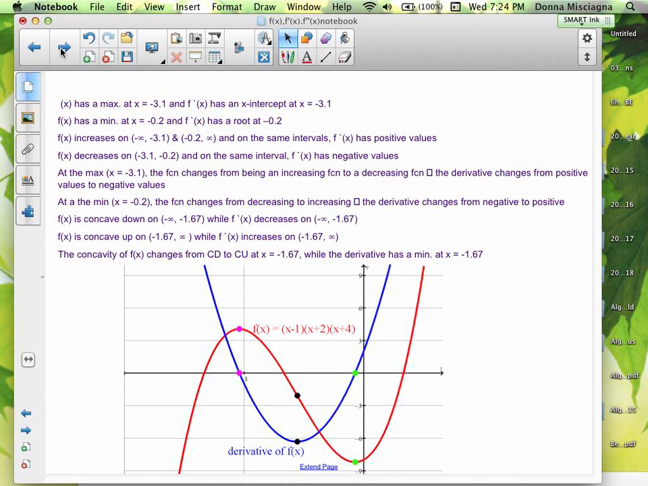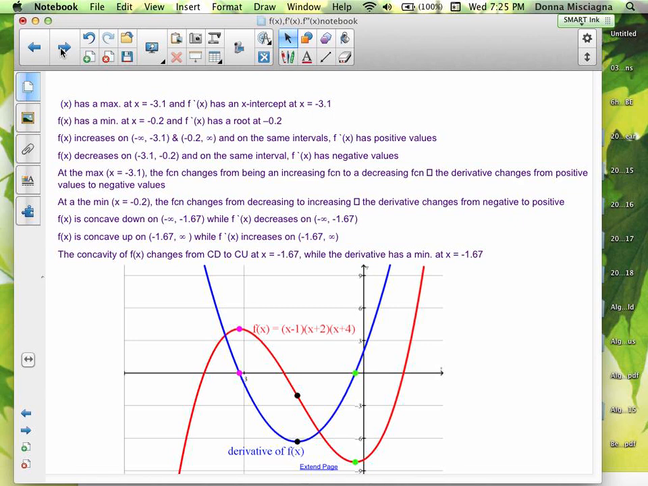Our function increases from negative infinity to negative 3.1 and from negative 0.2 to infinity. I forgot we were at negative. I didn't even notice the x-intercept, the y-axis, because my hand was blocking the screen. On the same interval, our derivative has negative values. At the max, x equals negative 3.1, the function changes from increasing to decreasing. The derivative changes from positive values to negative values.